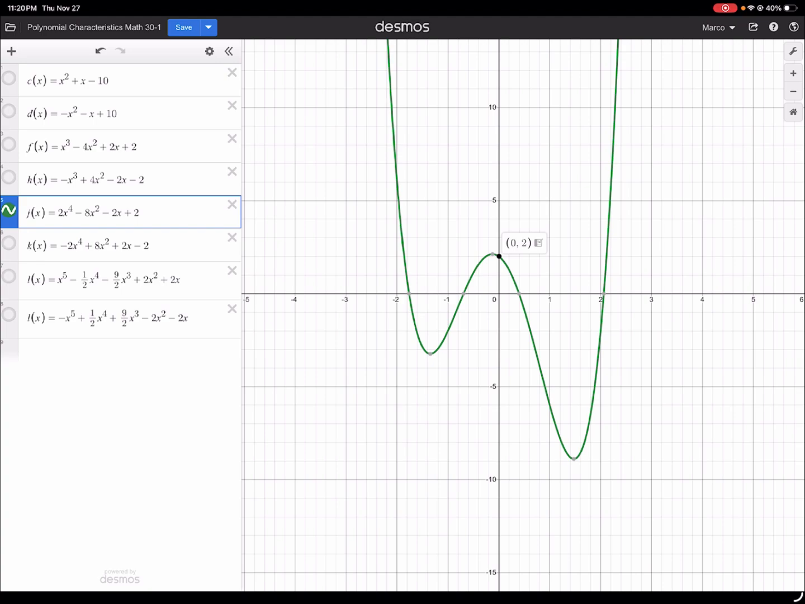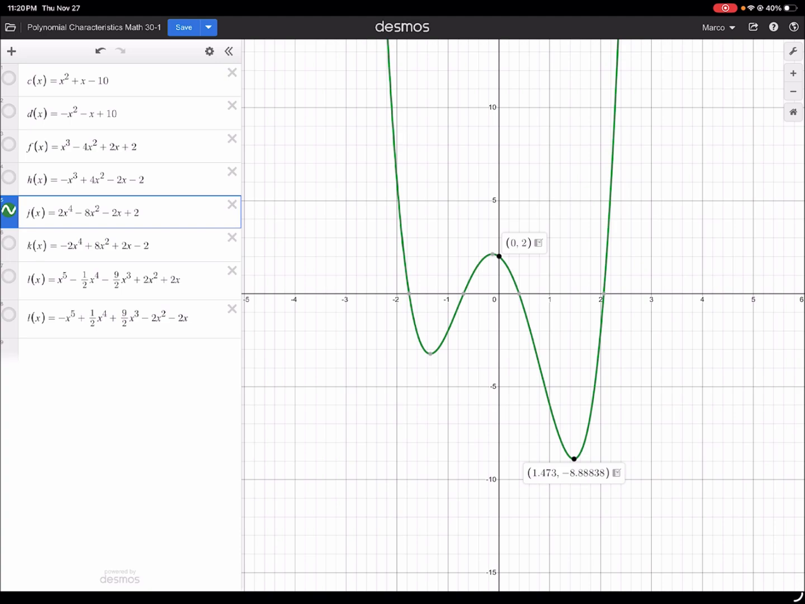The domain here, there's no x values that this graph doesn't consume. So this thing would be from negative infinity to positive infinity, all real numbers in the domain. Now the range, however, because this thing ends in the same direction, when we're talking about end behavior, there is going to be a bottoming out point. So the range is going to have some limitations on it.